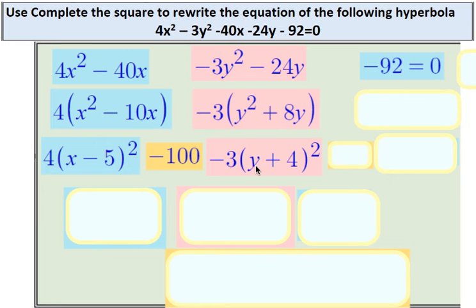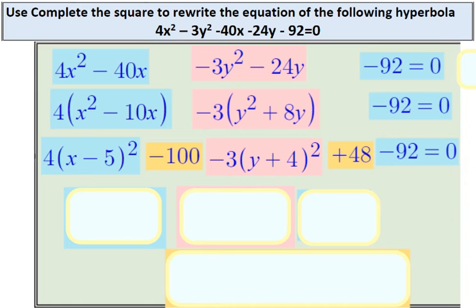If I multiplied this out, I would have y squared plus 8y plus 16. And then negative 3 times 16 is negative 48. So by writing this perfect square trinomial, I'm subtracting 48 here, so I'm going to add 48 to compensate. And remember, I still have my constant, negative 92 equals 0. So now we're almost home.